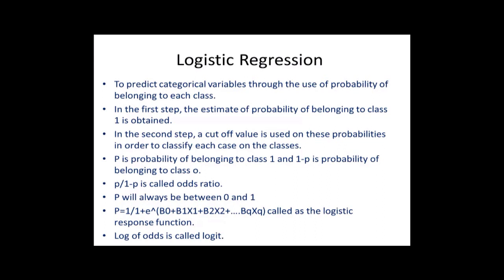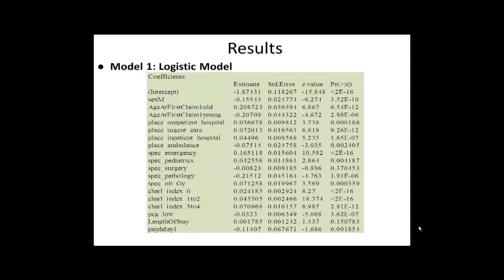P is the probability of belonging to class 1. 1 minus P is the probability of belonging to class 0. And the odds ratio is P by 1 minus P. Log of odds is called logit. And these are the results of the logistic regression model. This slide shows the different columns: estimate, standard error, z-value, and p-values for the different variables.